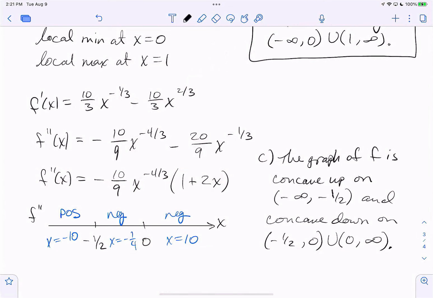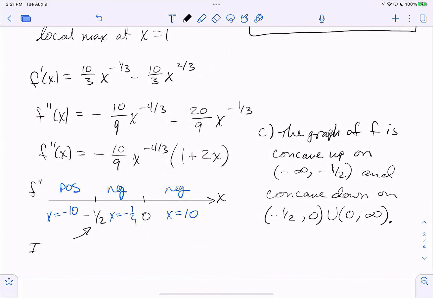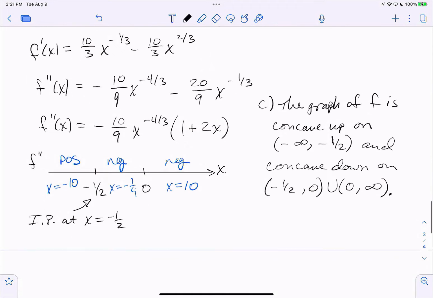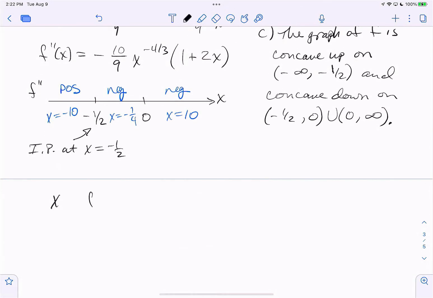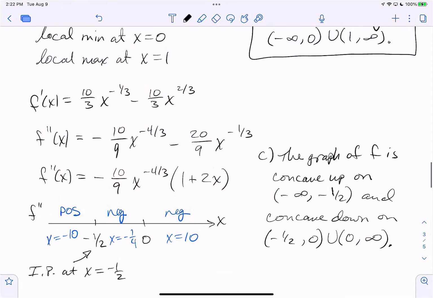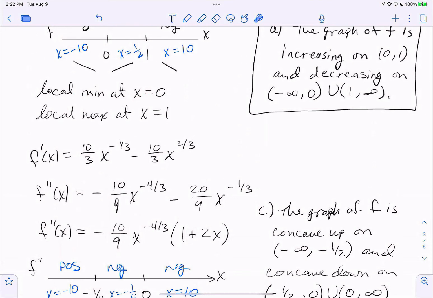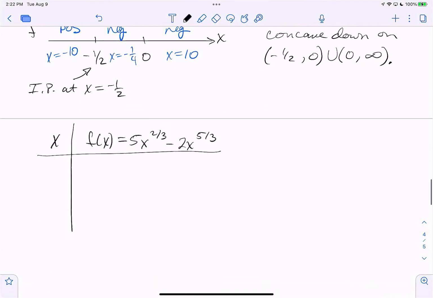But now we were asked about inflection points. And here I can see that we have an inflection point at x equals negative 1/2, because an inflection point is a point on the graph where concavity switches between positive and negative. In order to find the value of the inflection point, I've got to put negative 1/2 into the function. You may recall, we also need to know the value of the local minimum and the local maximum. Those we get from the function, I should say. So I'm going to put x equals negative 1/2, 0, and 1 into the function.